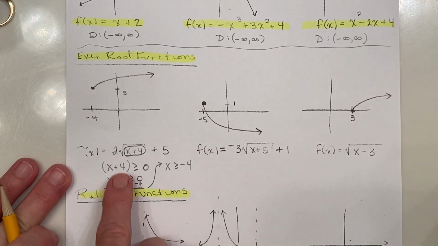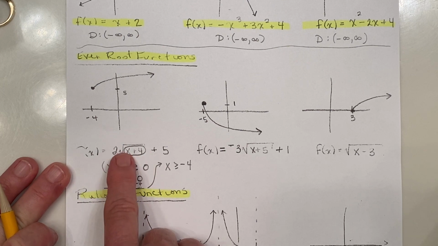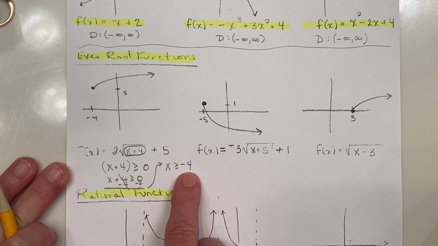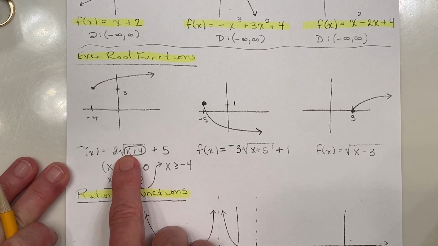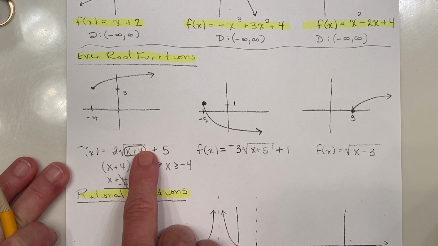So let's just try a few values. Try x equals -4. You add 4, you get 0. I can take the square root of 0 and get 0. That's fine. Plug in a number bigger than -4, like -2. -2 plus 4 will return a positive number. I can take the square root of a positive number.